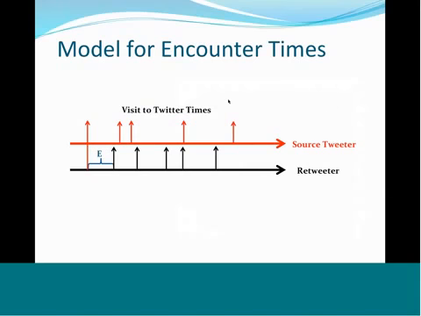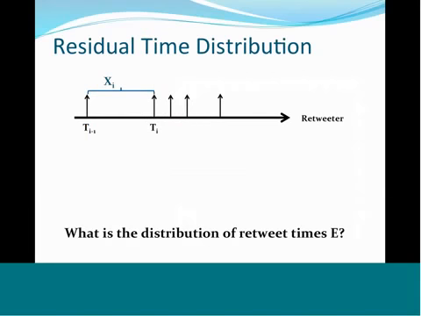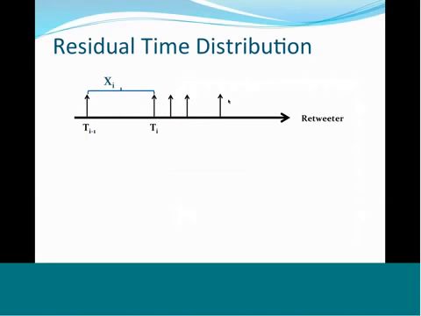Okay. So I don't want the inter-tweet time distribution. I want E's distribution. How do I get this guy's distribution? And this is where the mathematicians and the probability theorists come to the rescue. So we can do it using something called the residual time.